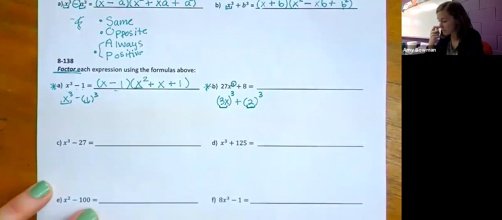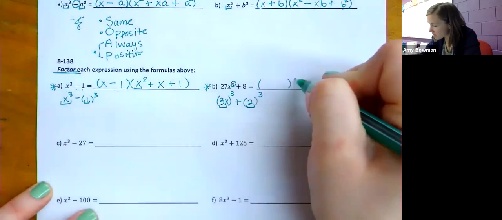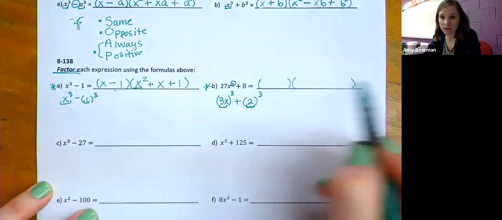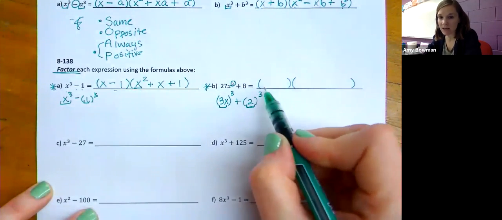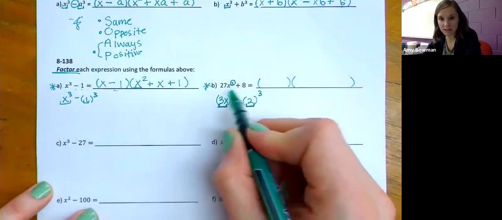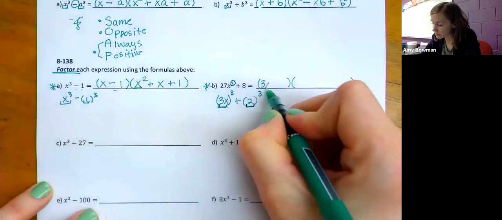Okay, so we apply the formula. Again, the setup. I'm going to make room for my binomial factor and the trinomial factor. The two terms in my binomial are the two things that were being cubed to get these two values in my original problem. So that is 3x and 2.